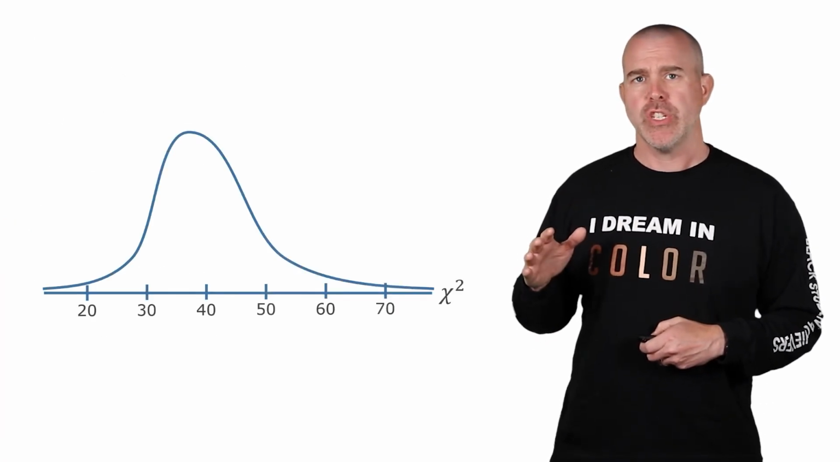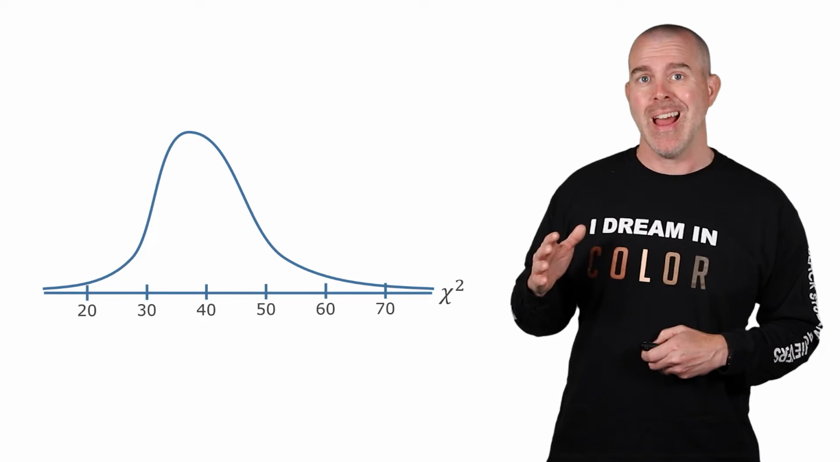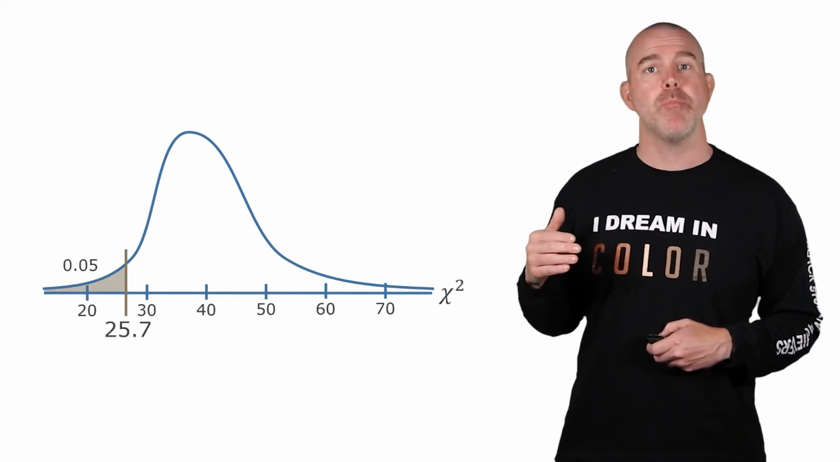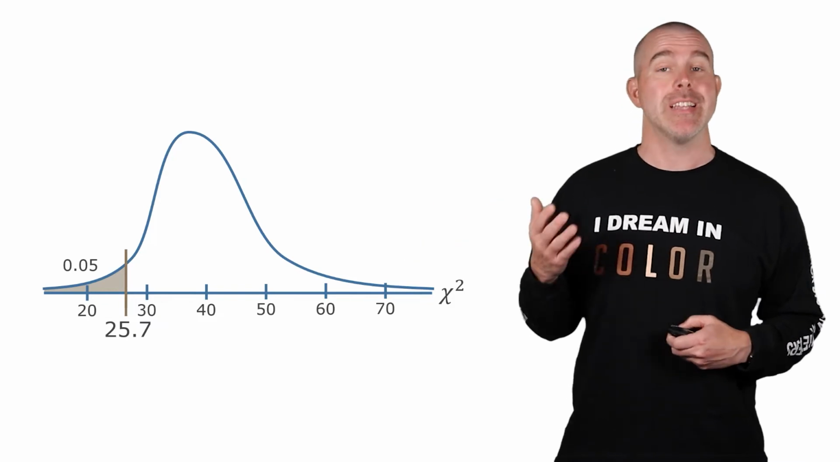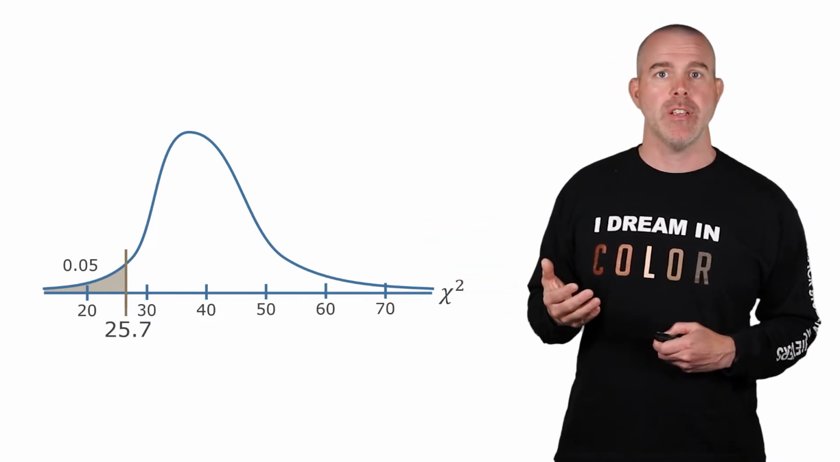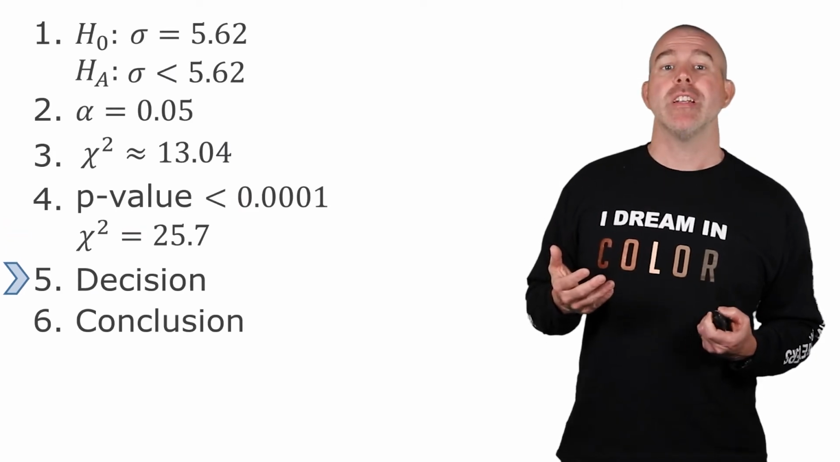To help you visualize this, here's the chi-square distribution shape with a degree of freedom of 39. And our 25.7 is over on the left, and there's area of 0.05 to the left. It's a left-tailed test, so our critical region is going to be on the left. Okay, back to our decision.